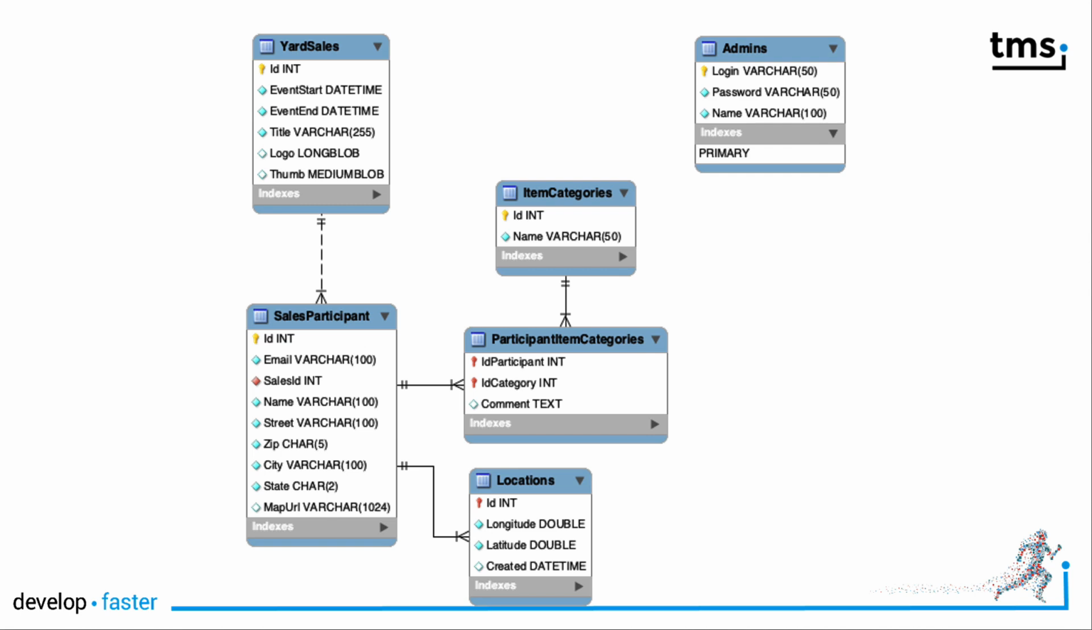And of course, participant item categories is a crossover table, and the item categories have a name and an ID. So the participant item categories table is just a cross table between a participant ID and a category ID to identify which participant wants to sell which item. And of course, that links to the yard sale because each participant is linked to a yard sale directly.